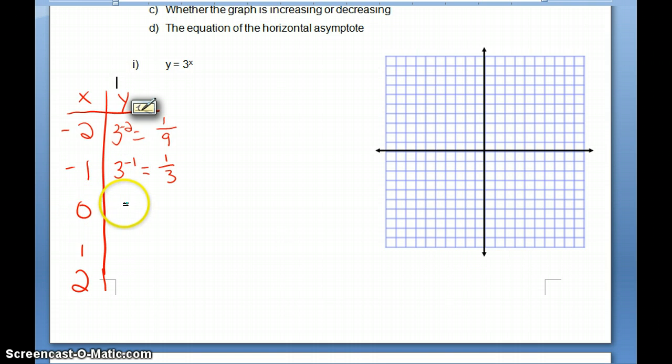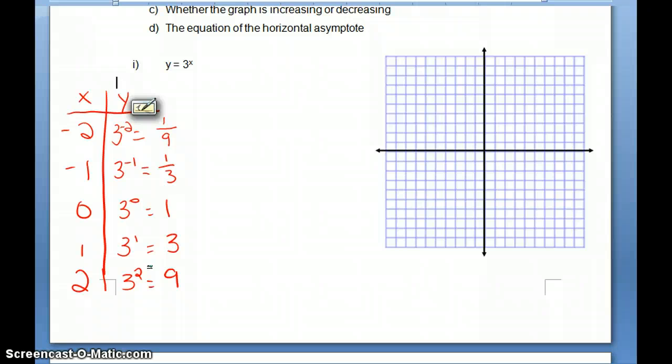When x is equal to 0, we have 3 to the power of 0. Any number to the power of 0 is just 1. Then we have x is equal to 1, so we have 3 to the power of 1, which is simply 3. And then finally we have 3 squared, which we should hopefully all know is 9, okay? So here's the table values. You guys have lots of practice inputting values in for x or for y to find out what those other values are. So hopefully we're good at graphing, but that's essentially how you go about getting those table values.